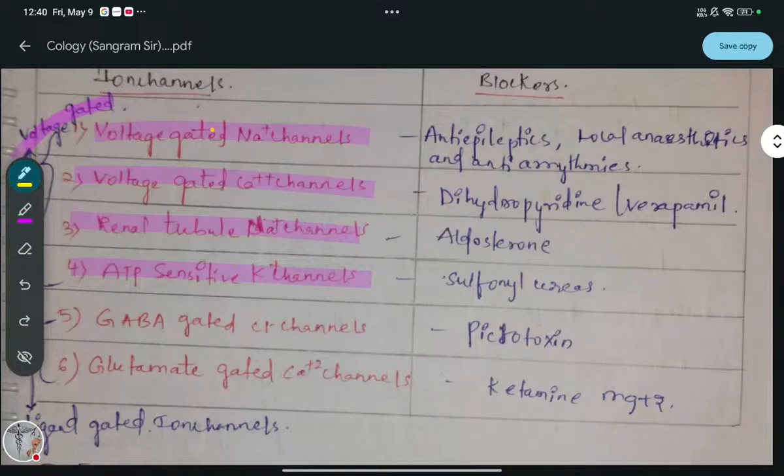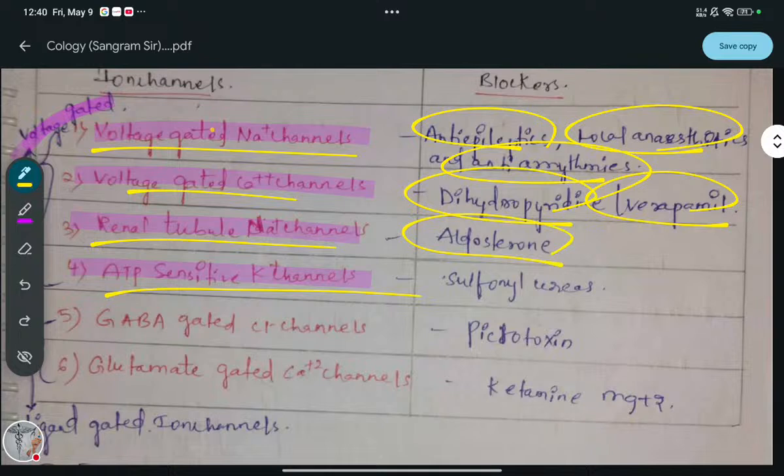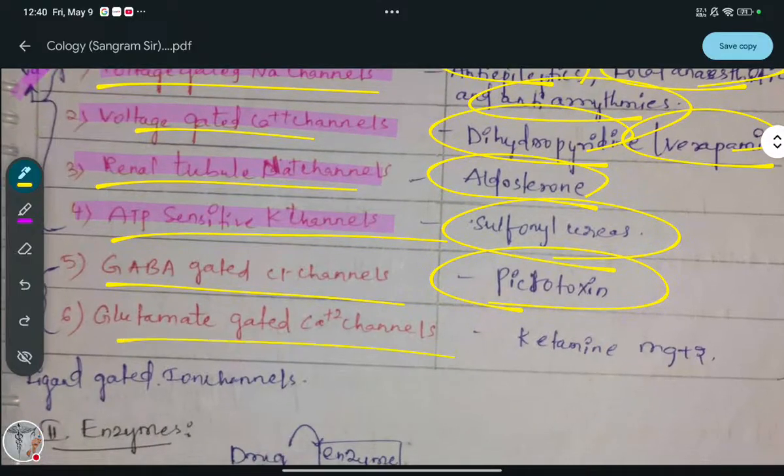The voltage gated sodium channel can be blocked by antiepileptic drugs, local anesthetics, and antiarrhythmics. Voltage gated calcium channel can be blocked by dihydropyridine, verapamil, diltiazem. Next is the renal tubule sodium channel. It can be blocked by aldosterone antagonists. ATP sensitive potassium channel can be blocked by sulfonylureas. Next is the GABA gated chloride channel. It is blocked by picrotoxin, and the glutamate gated calcium channel can be blocked by ketamine and magnesium.